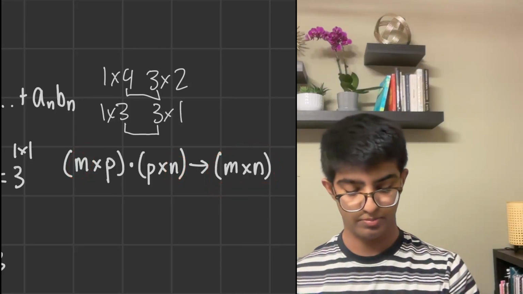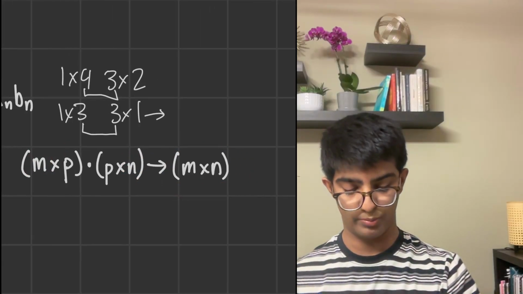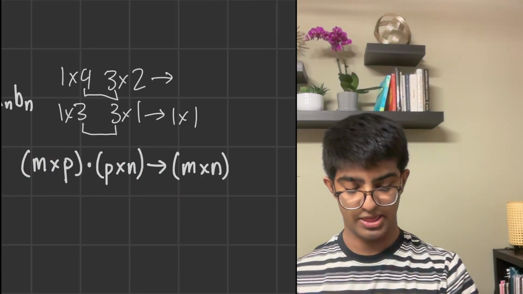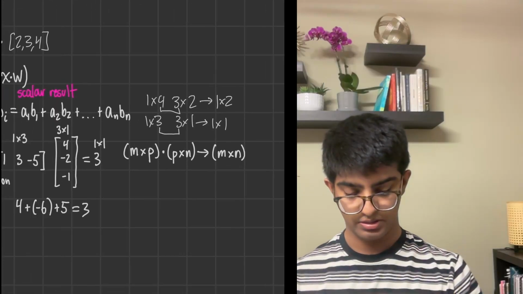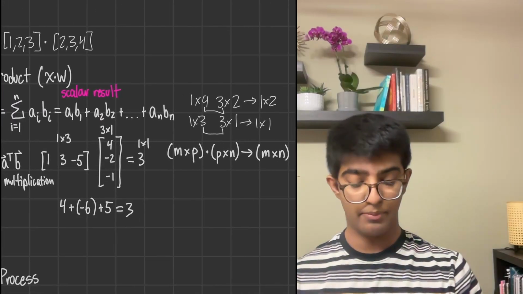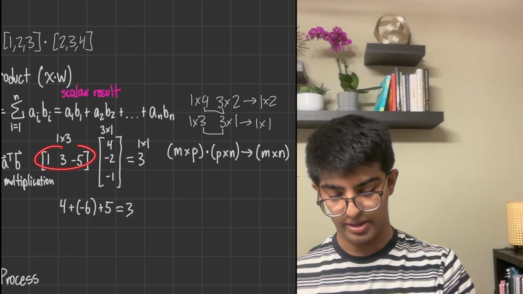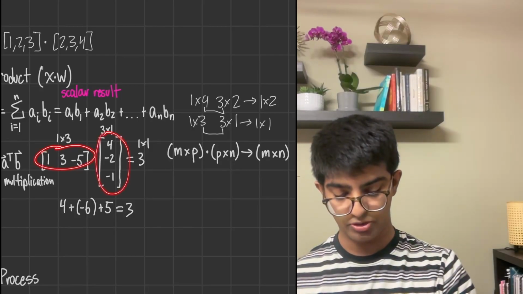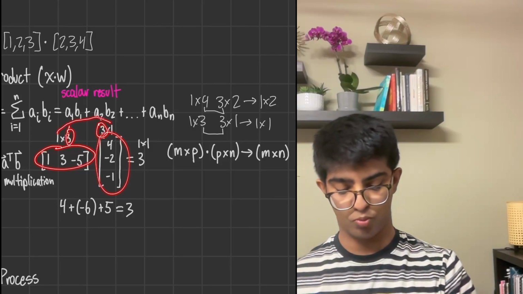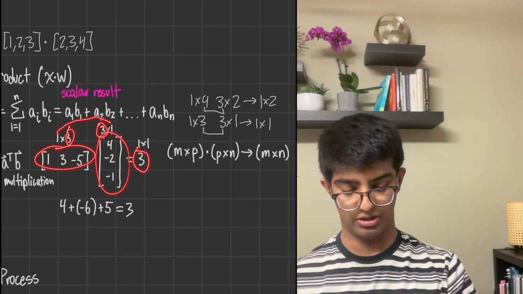So this 1 by 3 multiplied by 3 by 1 would become 1 by 1, and this would become a 1 by 2. Hopefully that makes sense, because as you can see, when we have this 1 by 3 matrix and this 3 by 1 matrix, the dimensions match, and it becomes a 1 by 1 result, which is just a scalar.